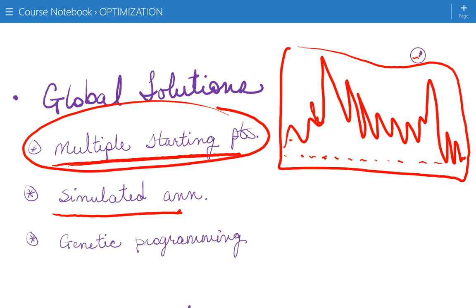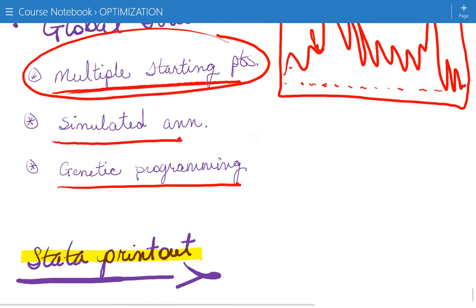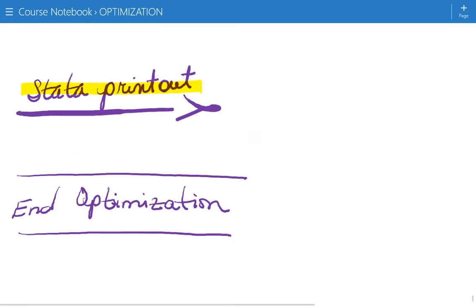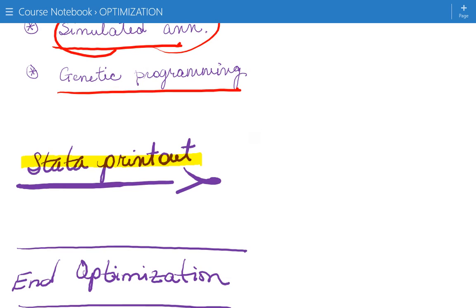Then you could default to something, as I said before, like simulated annealing or genetic programming. They have their whole other world of ways of dealing with this. And that will be the end of this lecture, both the session and the lecture on optimization.